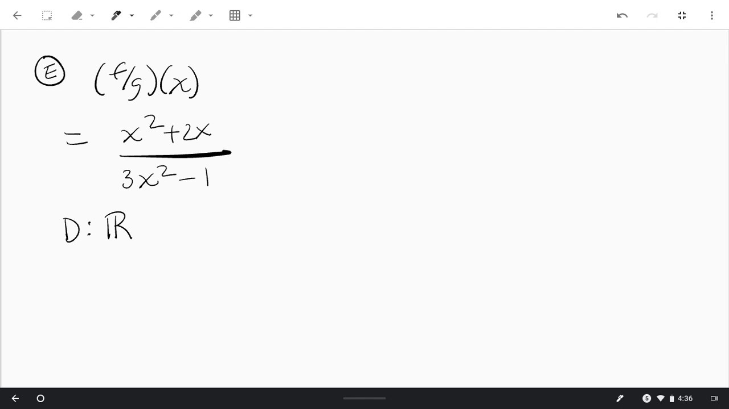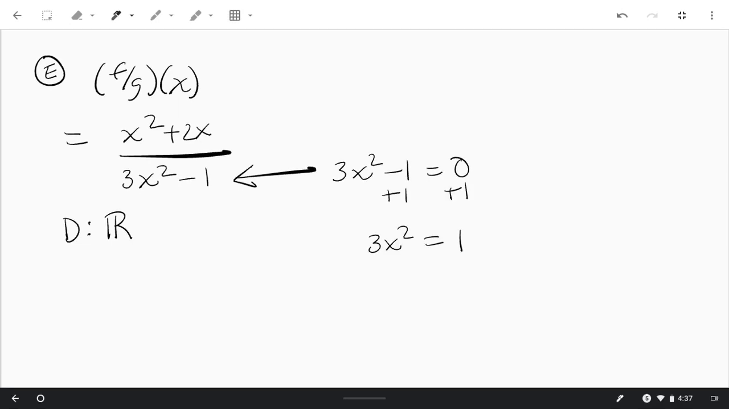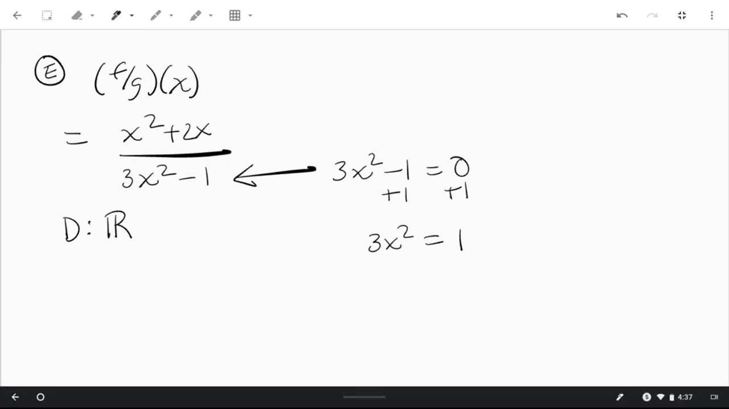So right here, I want to find out where this denominator equals 0. So let's go ahead and solve for this. 3x squared minus 1 equals 0. So I add 1 to both sides. So I get 3x squared equals 1. And then I'm going to divide both sides by 3. So I get x squared equals 1/3.